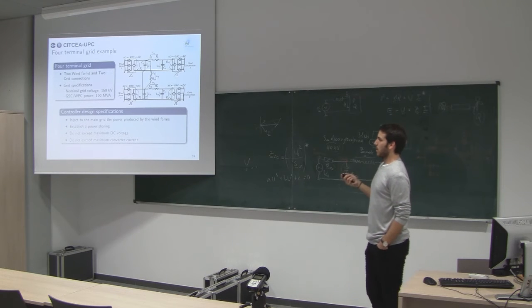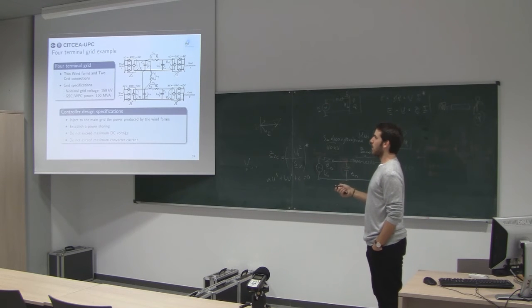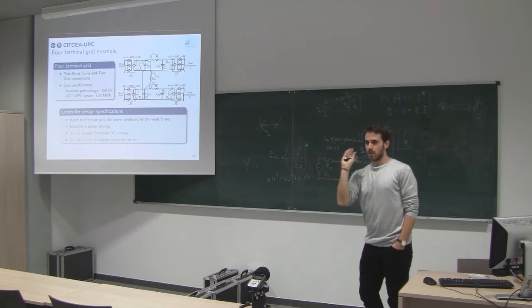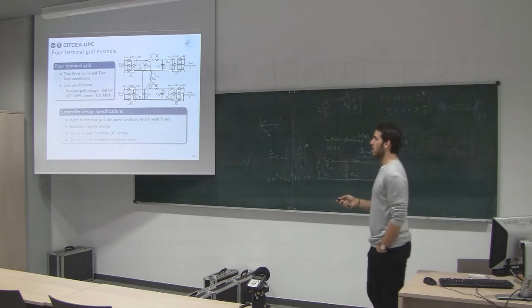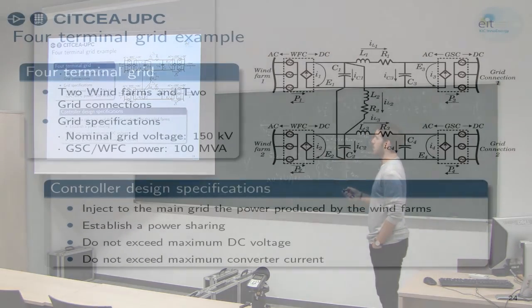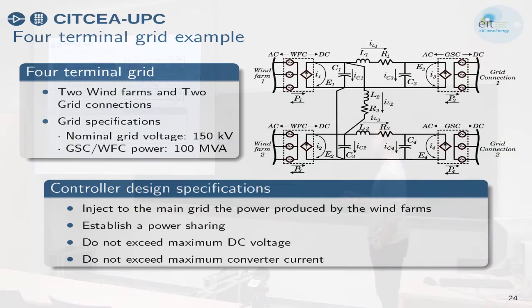Okay, so I said, okay, what do I have to do? I have 2 wind farms. Let's stick to a simple case: 4 terminals, 2 wind farms, 2 grid sides, then an interconnection between them. Imagine you have 2 different wind farms connected to the grid, and at some point you decide to link them through another cable. Okay. This is the idea. The nominal grid voltage I considered 150. It was done a long time ago, and for example 100 MVA.